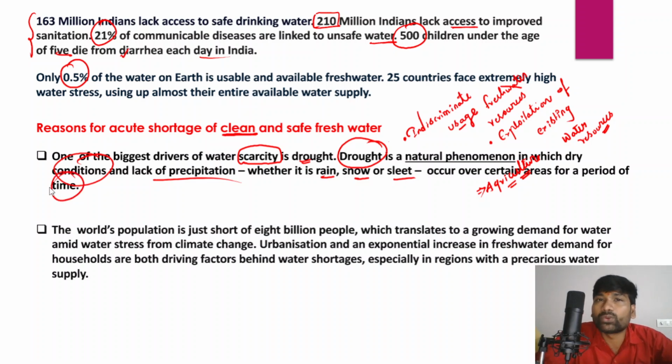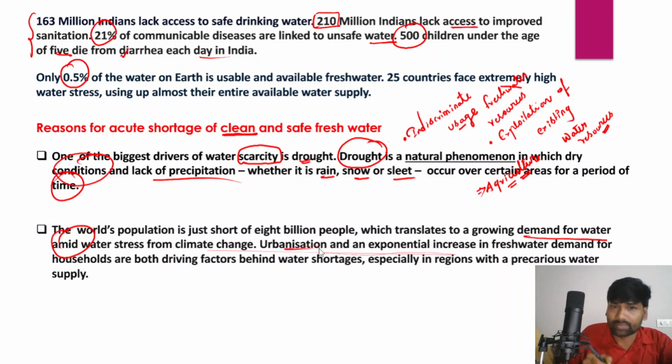And in fact, we all know that the global population has reached 8 billion. That translates to a growing demand for water amid the water stress from climate change. The population at the global level has been increasing, but the resources, particularly the water resources, have been declining, or we have scarce water resources. Now, how could we sustain such a huge population with limited water resources? That is the main question here.